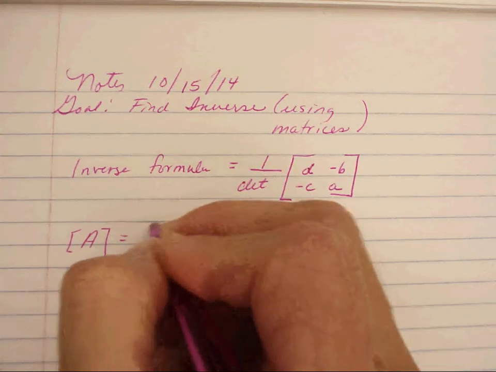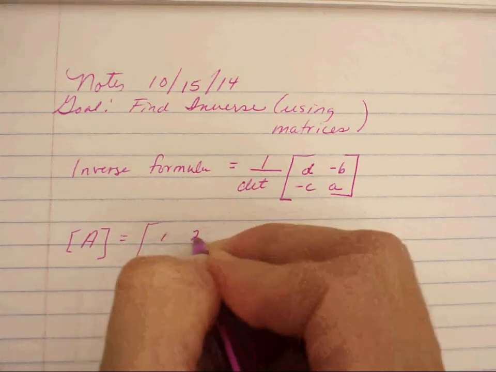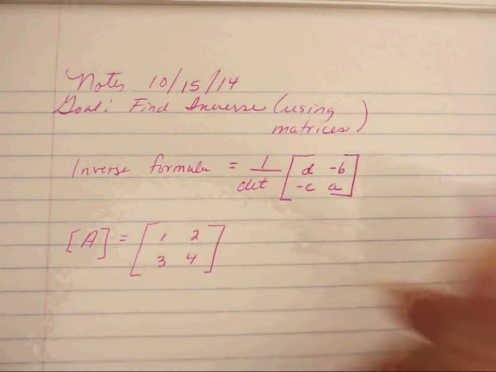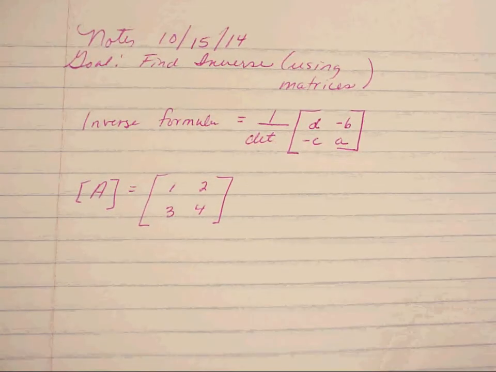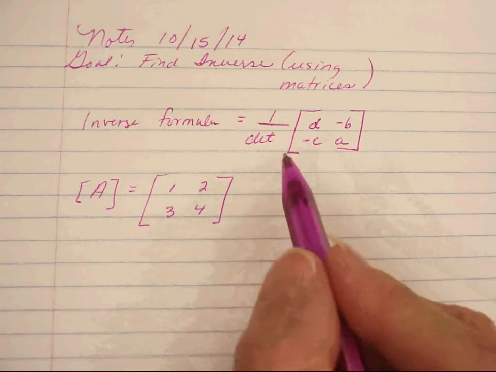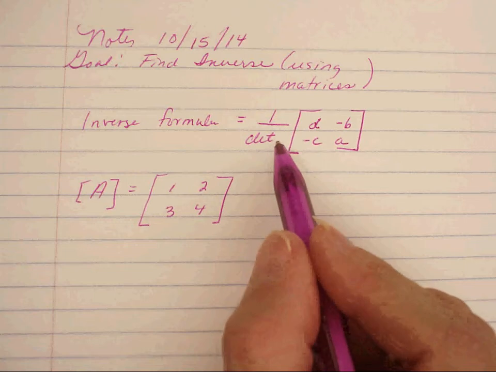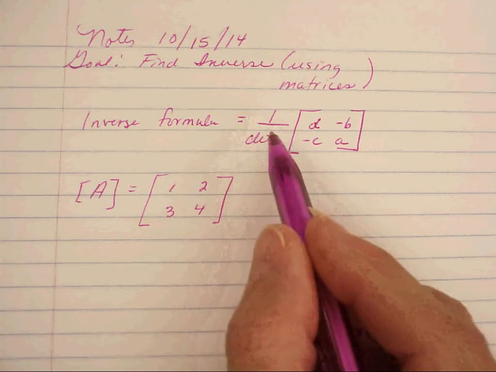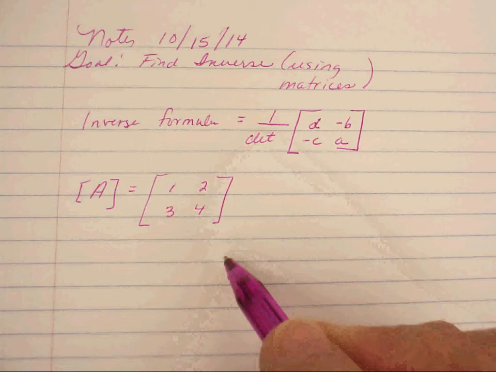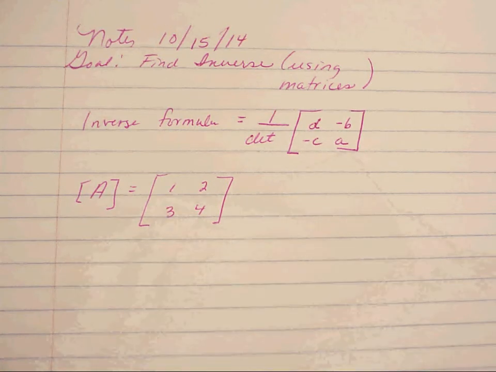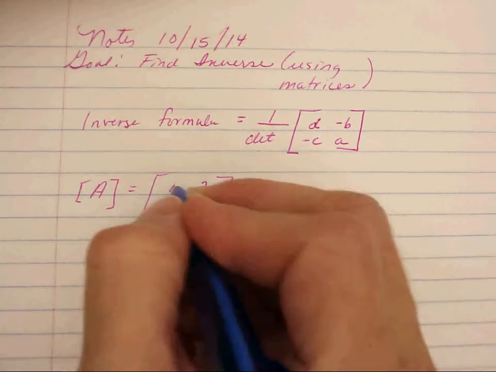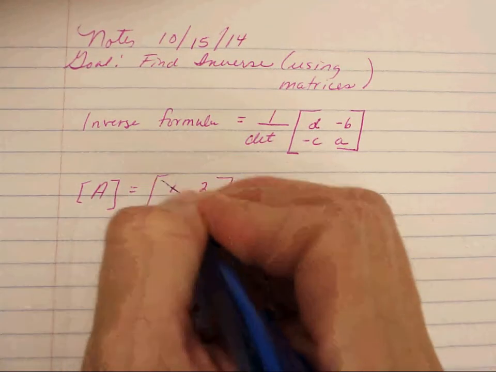Let's start our problem today with matrix A equals 1, 2, 3, 4, because that's easy and quick to store in a matrix. If you're going to find an inverse, the first thing you need to find is the determinant. So, Rob, tell me how to find the determinant of that 1, 2, 3, 4 matrix.